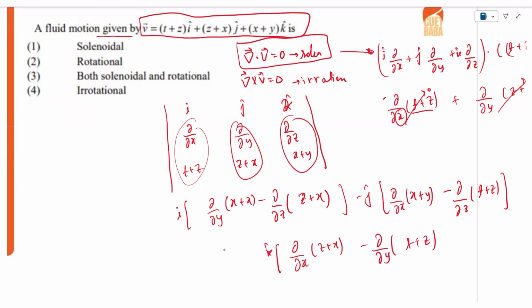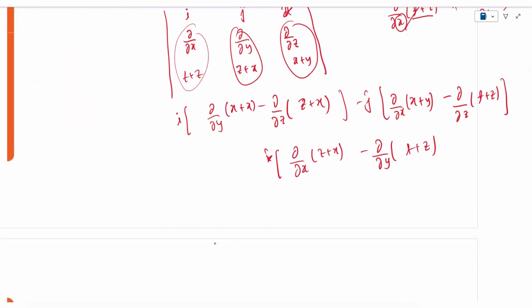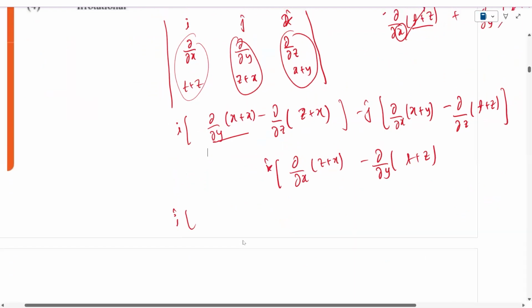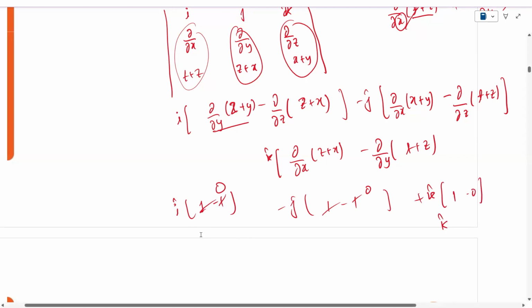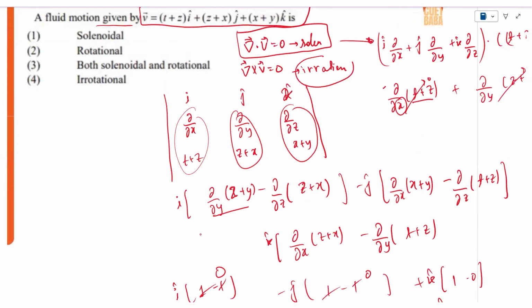This will be neglected. So del by del x of (z plus x) minus del by del y of (t plus z). So when we simplify it, we will get for i cap, del by del y of (x plus y) is 1, minus 1, so it is 0. In j cap also 1 minus 1, so it is also 0. But in k cap, it is 1 and 0. So our cross product is not 0. So that means it is not irrotational, it is rotational.